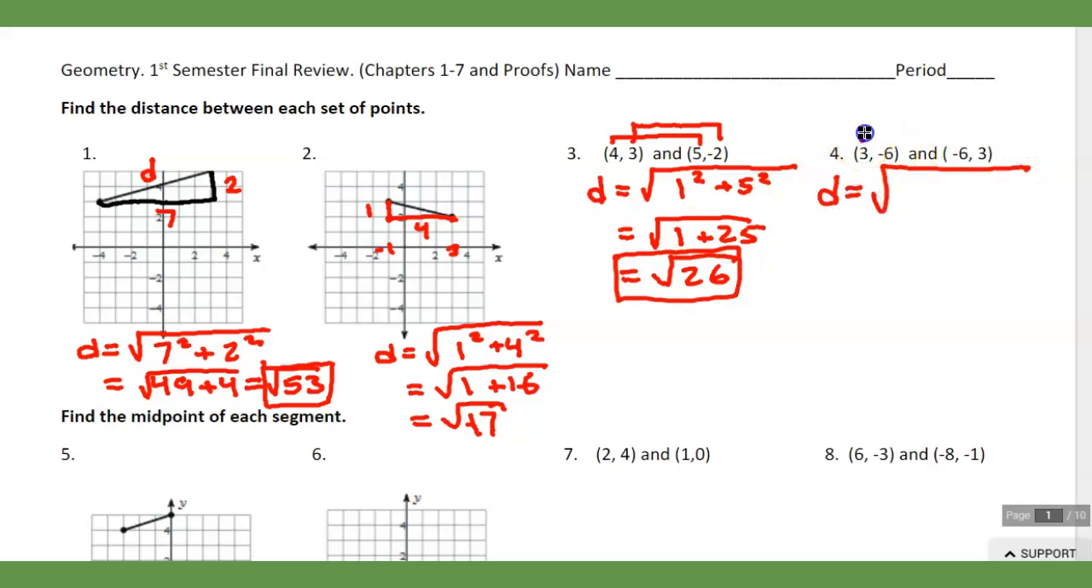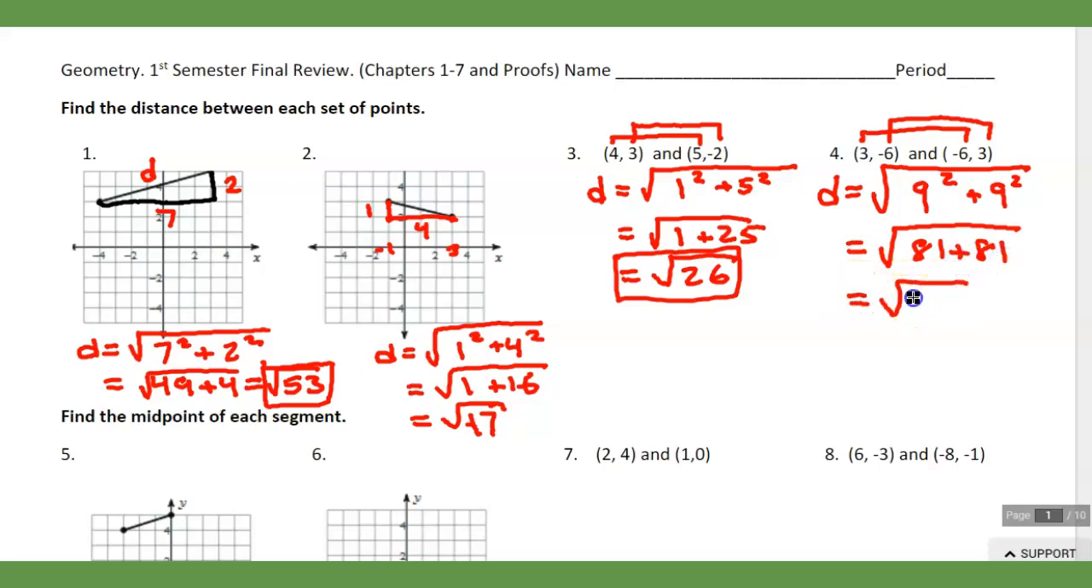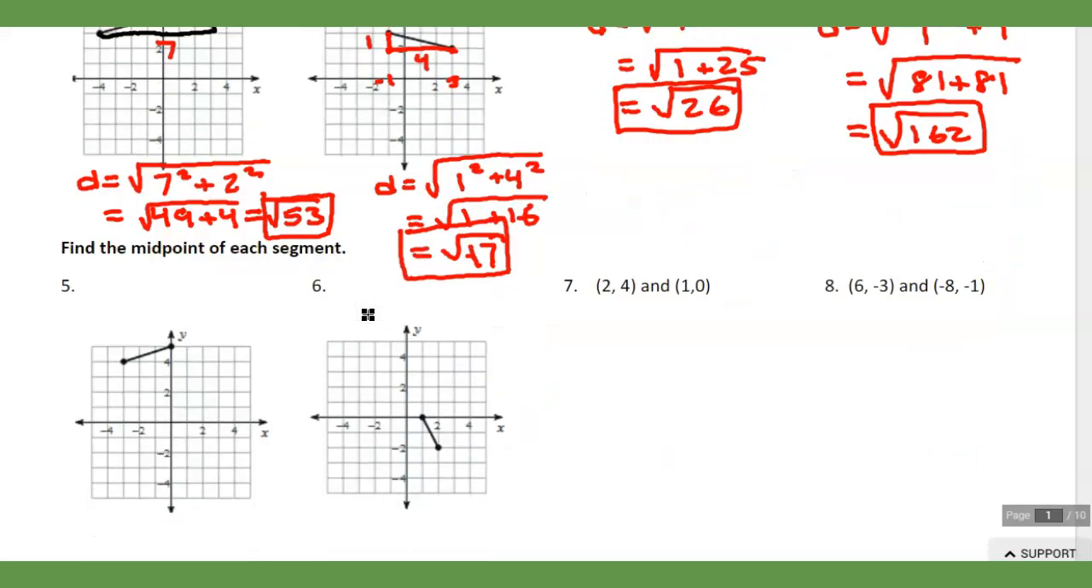Okay. So how far is it from 3 to negative 6? That would be 9 apart. And how far is it from negative 6 to 3? Of course, that would be 9 again. So we have 9 squared plus 9 squared, which is just 81 plus 81, which equals the square root of 162. All right, so that is the distance formula, which is basically the Pythagorean theorem, a squared plus b squared equals c squared.